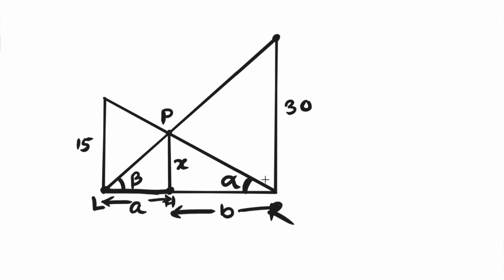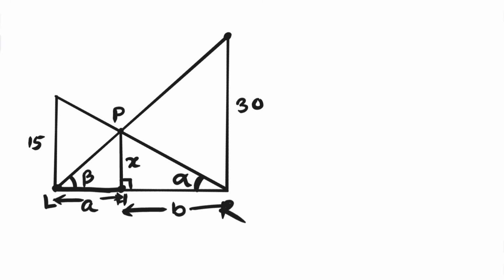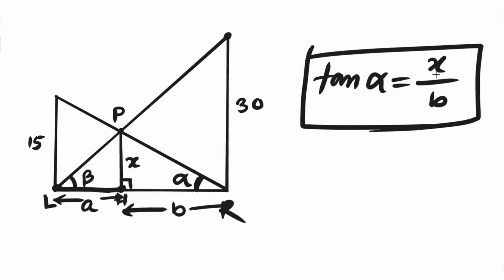Look at the small right triangle containing P, H, and the right bottom point. In that triangle, the side opposite alpha is PH, which has length x, and the side adjacent to alpha is HR, which has length B. Remember, for a right triangle, tangent of an angle is the opposite side divided by the adjacent side. So we can write tangent of alpha as x divided by B. In spoken form, that is tangent alpha equals x divided by B.